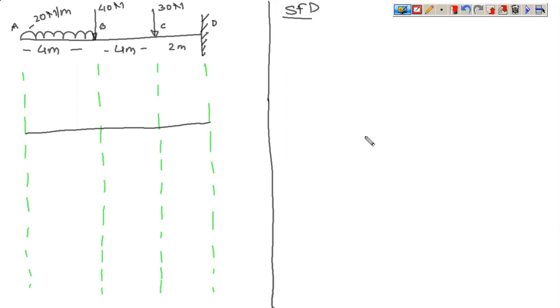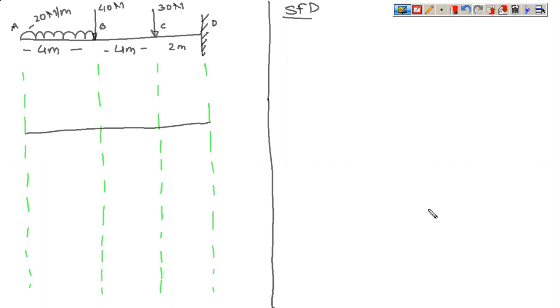So what you need to do is draw the shear force and bending moment diagram of this cantilever. To do that, you need to keep in mind that there are two types of problem that may be asked in context to shear force and bending moment diagram of cantilevers. One is where you are not asked to draw the shear force and bending moment diagram. You are only asked to determine the reaction at supports. So that will be a different type of problem.